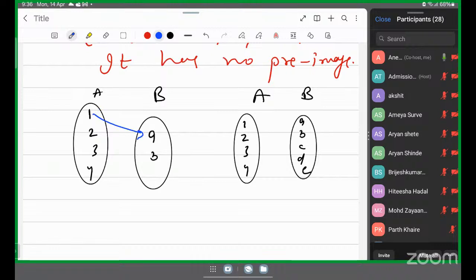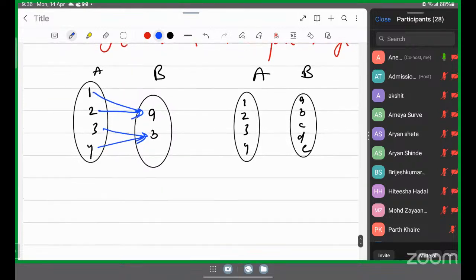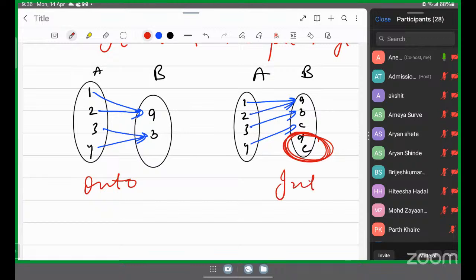1 is connected with 2, 2 is connected with 3 and 4. You will notice that all the elements in set B have a preimage. So this will be onto. In this case, 1 is connected to A, 2 is connected to A, 3 is connected to B, and 4 is connected to C. In this case, 2 elements in the codomain are such that they have no preimage. So this will be into.